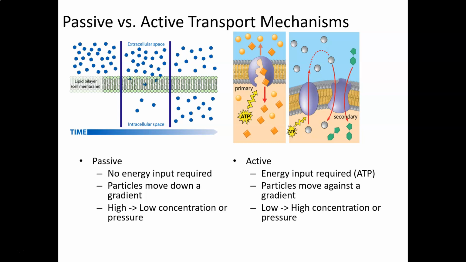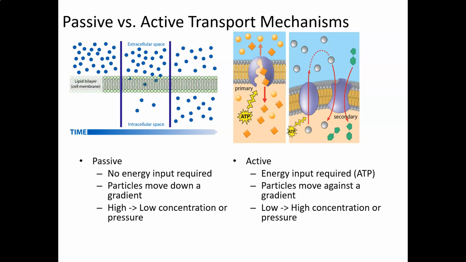We can also move things across a membrane by what we call active transport. Active transport, by definition, requires some input of ATP at some point in time. We have to expend biological energy to move things. And when we do that, invariably, at least one substance is moving against a gradient. Something is going from a low to high something, and usually it's a low to high concentration or a low to high pressure.